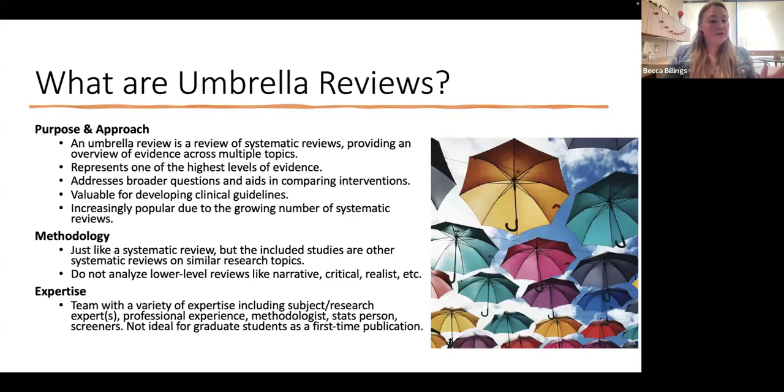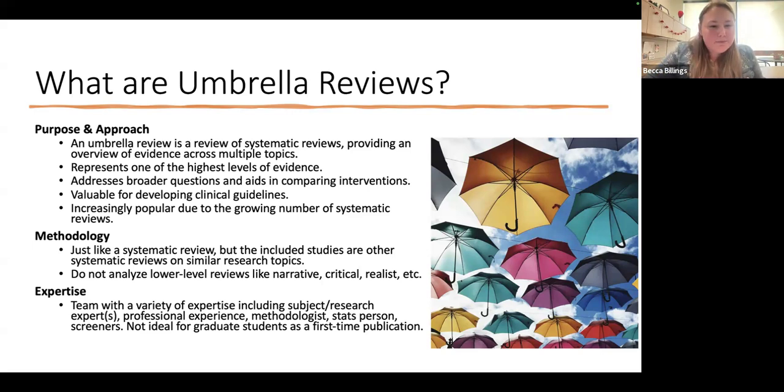They are really great for developing clinical guidelines, and they're very useful because more and more systematic reviews of topics are being published. So you kind of have to have a good way of synthesizing the systematic reviews as well. Interested to see if we'll have some type of review analyzing umbrella reviews at some point.